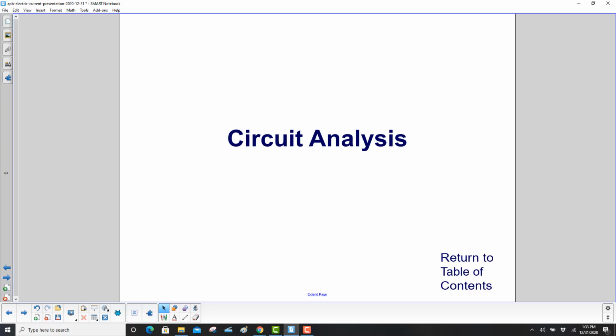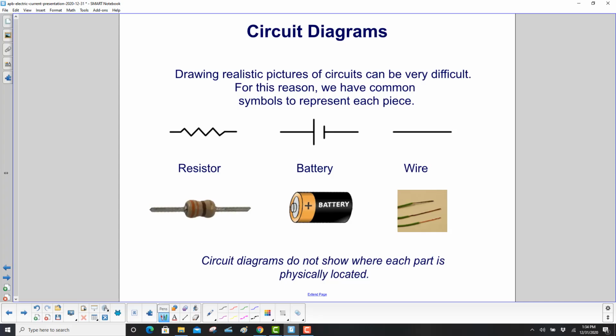Circuit analysis. Circuit diagrams. Drawing realistic pictures of circuits can be very difficult. For this reason, we have common symbols to represent each piece. Here's what a real resistor looks like. Here's how we'll represent it on our diagrams.